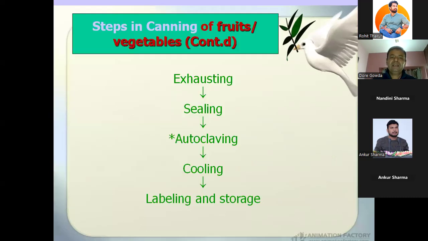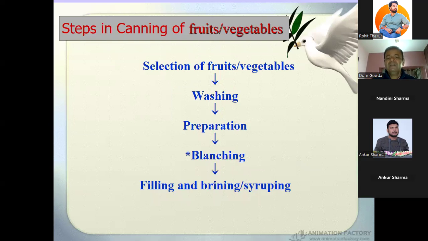So then after that, exhausting. The fruit is taken, washed, cut into pieces, and the peel is removed. Then it is put into sterilized cans. If it is a fruit, we have to fill sugar syrup. If it is a vegetable, we have to put salt solution, that is called brining.